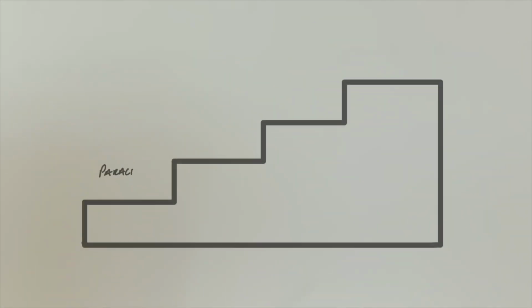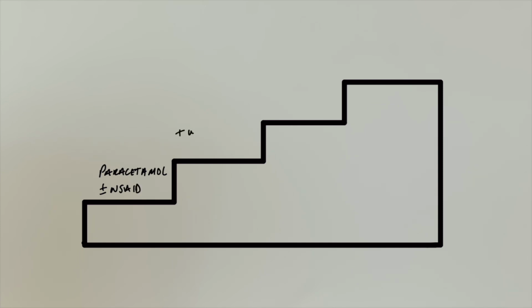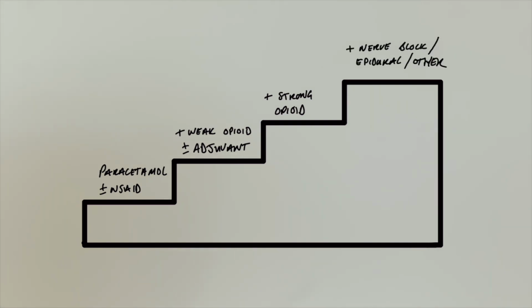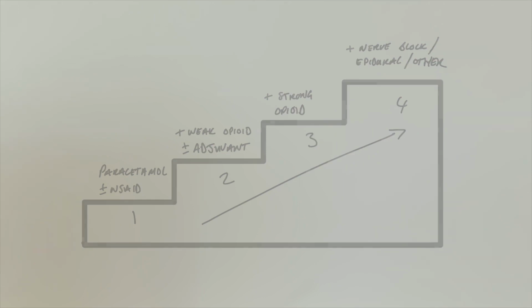The WHO Analgesic Ladder is mainly for chronic pain, cancer pain, but is applicable to acute pain, such as that encountered in trauma, with the caveat that you may need to step further up the ladder or start at the top. The WHO Analgesic Ladder is a stepwise approach to introducing analgesia stronger and stronger as you need it.